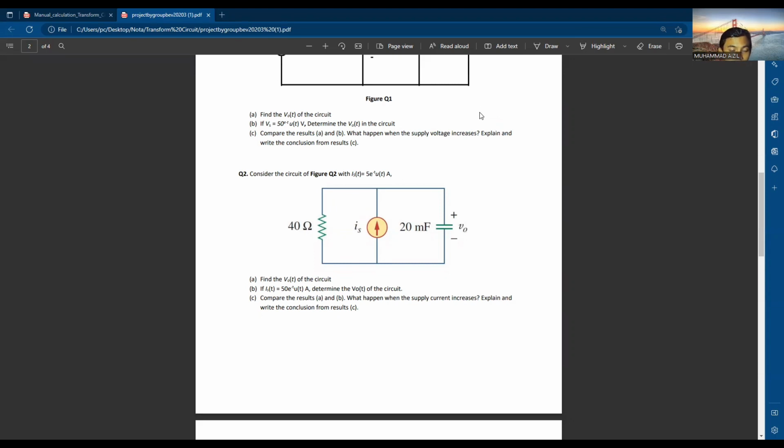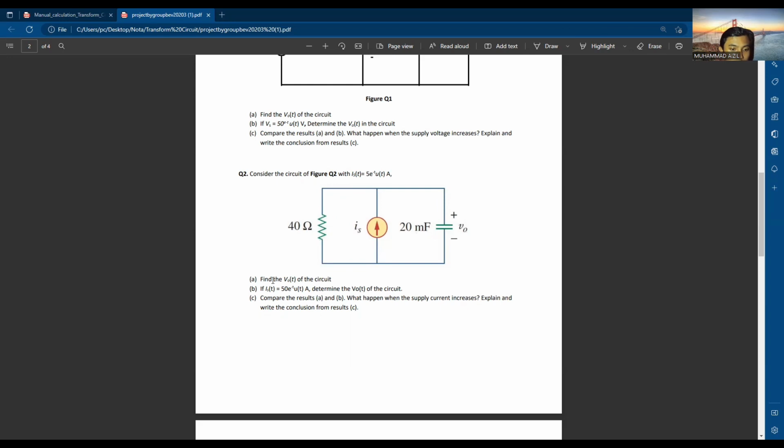So today I want to explain about the circuit, which is question number 2. Basically this is the figure of the circuit with the value of Is(t), which is equal to 5e^-t u(t) ampere. The value of the resistor is 40 ohm and the value of the capacitance is 20 millifarad.